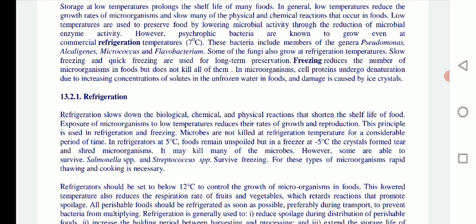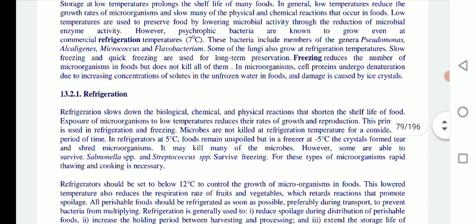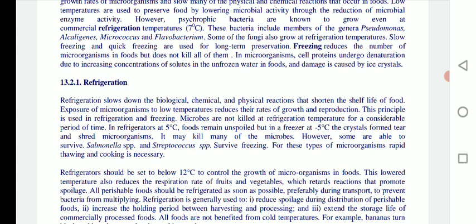However, there are some psychrotrophic bacteria known to grow even at commercial refrigeration temperature of 7 degrees Celsius, and these bacteria include a number of genera of Pseudomonas, then Alcaligenes, then Micrococcus and Flavobacterium. So these are the microorganisms that still can survive at refrigeration temperature, and some of the fungi also grow at refrigeration temperature, and slow freezing and quick freezing are used for long term preservation.